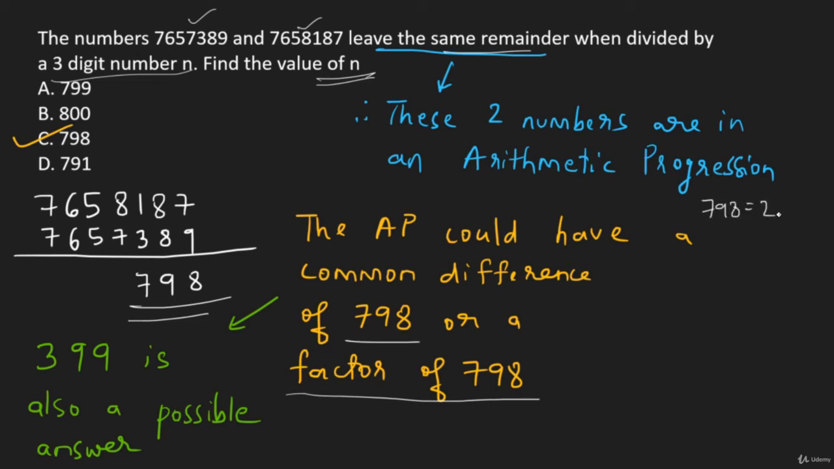is equal to 2 into 399. So 399 is a factor of 798. Therefore, that also could be a correct answer. Now, you don't have that in the answer options. What are all the other possible answer options?